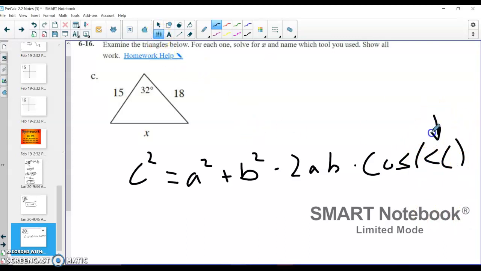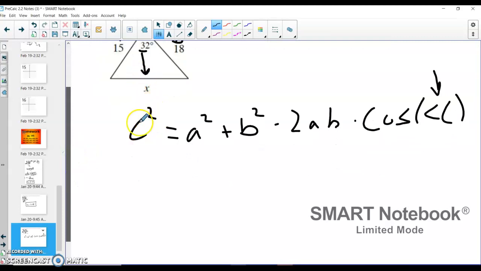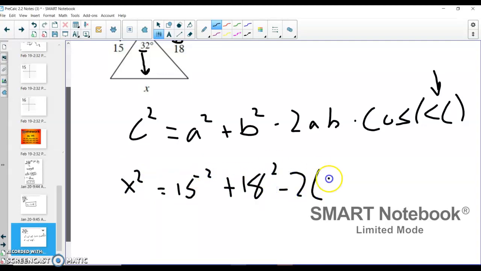The one and only angle they're giving you in the triangle, which in our case is 32, is going to be our angle C. And little c is always the side across from angle C. And so if 32 is my angle, that makes x my little c, and then the other two sides you can choose to be your a or your b. I'm going to make 15 my a and 18 my b. So I can set up my equation replacing little c with x. I get x squared equals 15 squared plus 18 squared minus 2 times 15 times 18 times the cosine of angle C, which is 32.